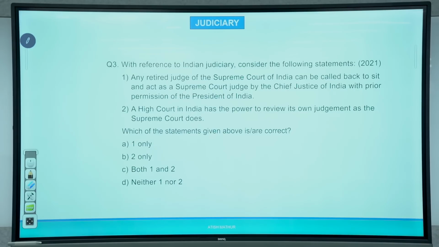The easier statement to tackle here is the second one, because it is an application of court of record. If something is placed on record before you, you can review it. Yes? Apply करके देखते हैं. Can a High Court of Delhi give a different judgment on an issue that it gave 10 years ago? Of course it can.